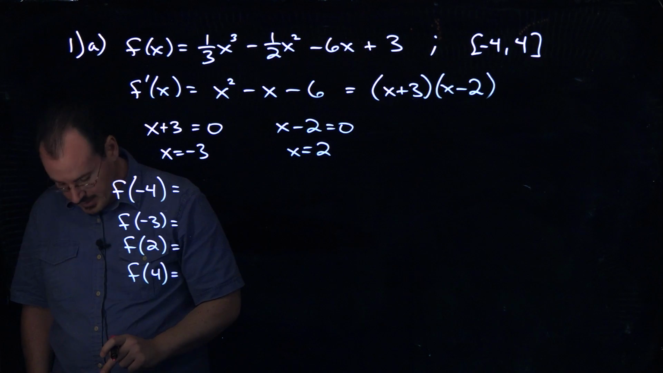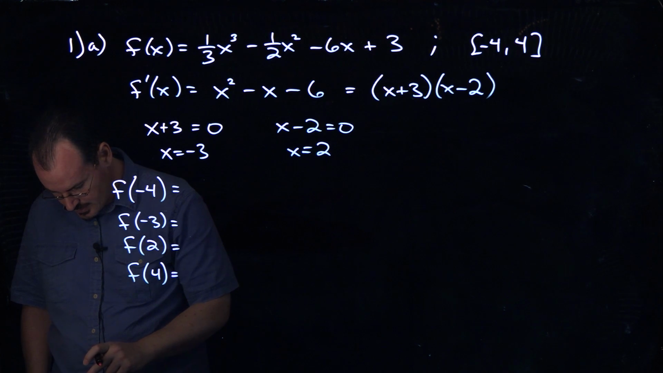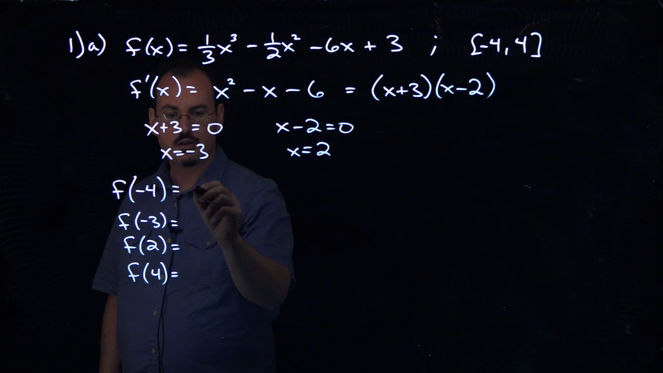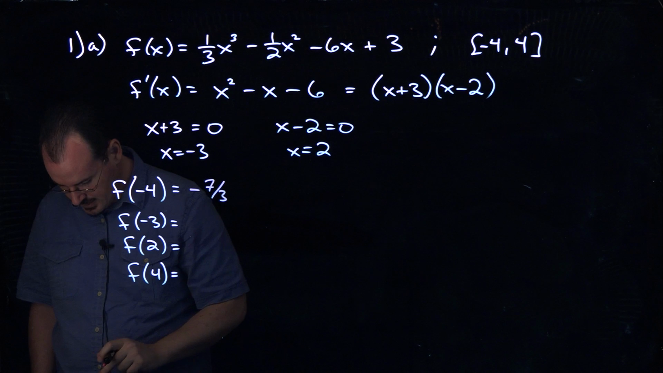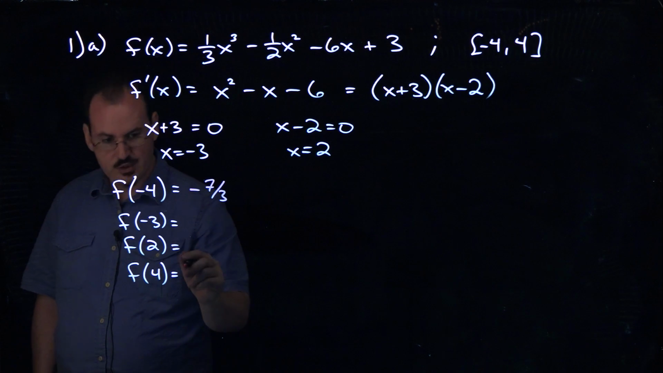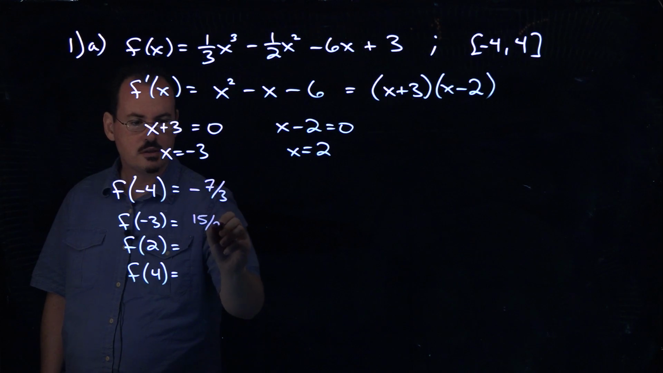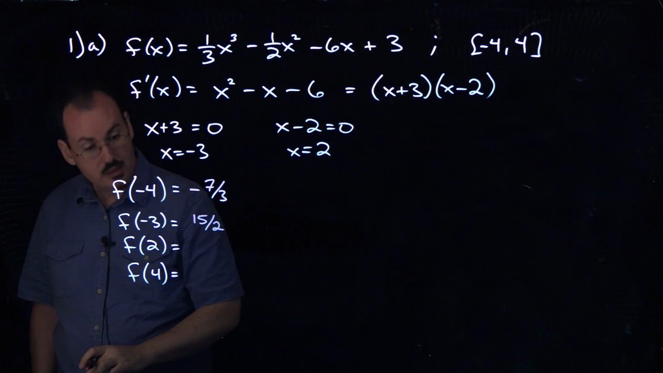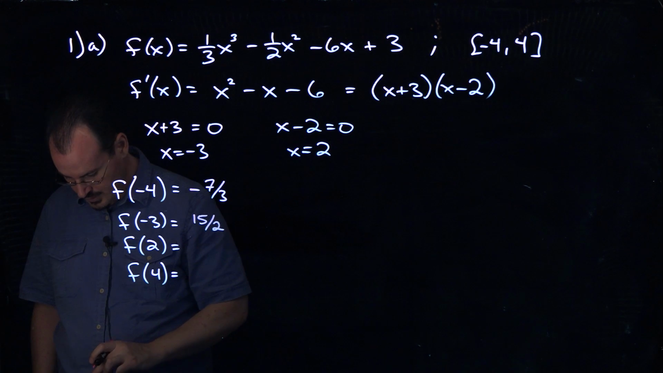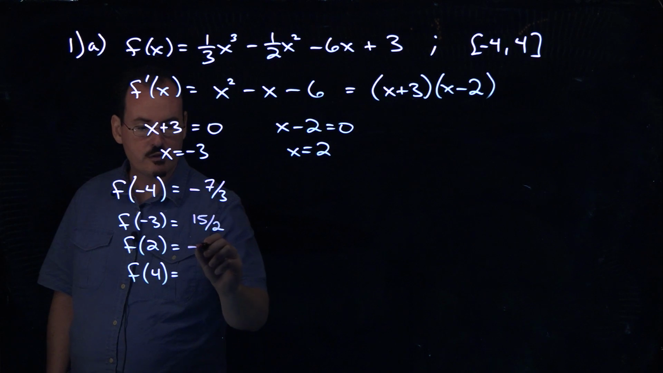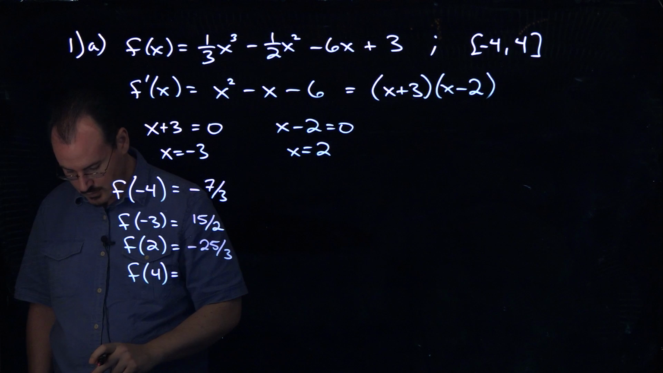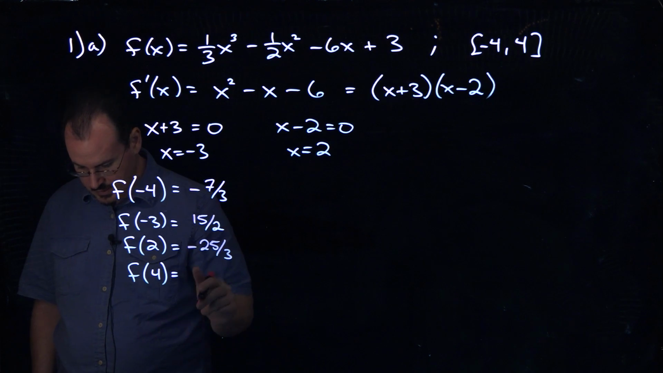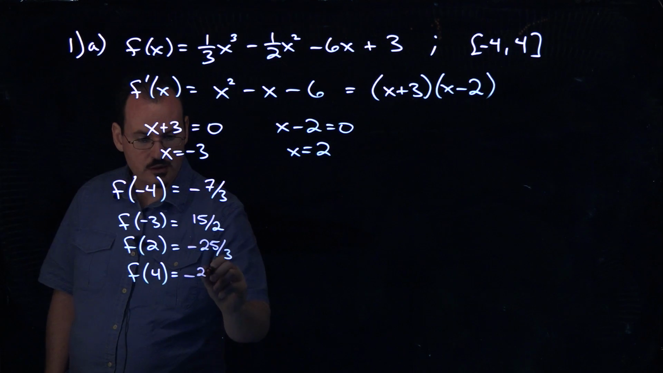So we're going to do f of -4 first. And that gives us -7/3. And when I plug in -3, I get 15/2. And when I plug in 2, I get -25/3. And when I plug in 4, I get -23/3.